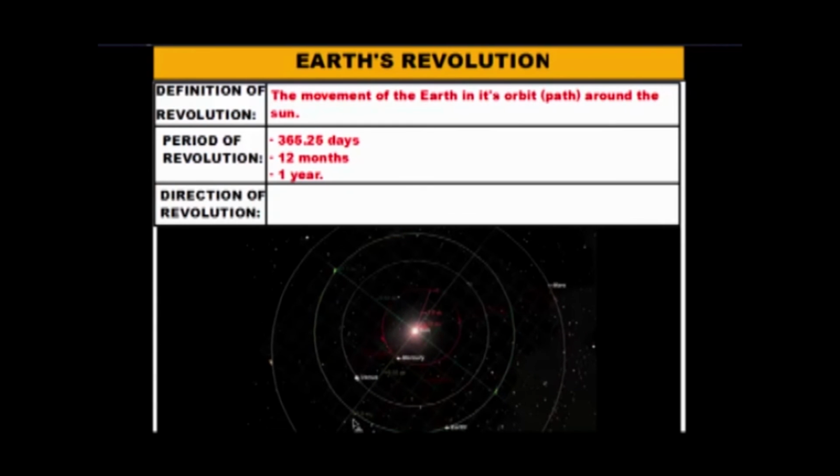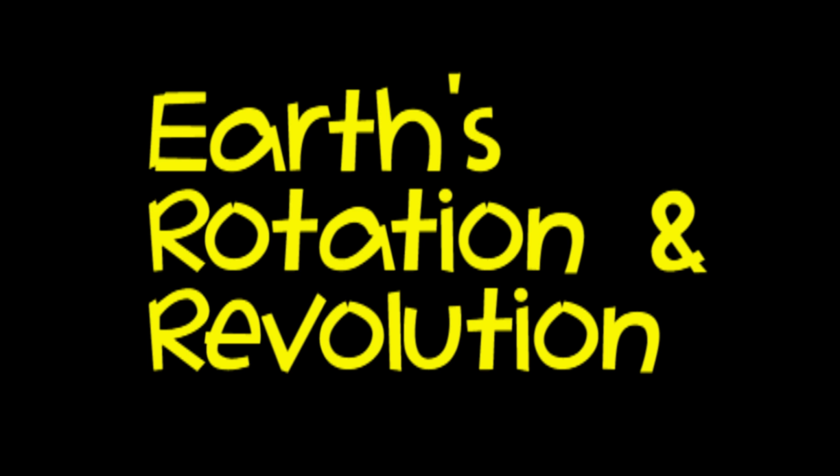It's safe to say that when we celebrate our New Year, it means that we were able to complete 1 period of Earth's revolution. And if you notice, the direction of revolution is counterclockwise. It's the opposite of what you see on your clock. It's called counterclockwise. And there you have it, guys. That's the end of the short explanation about Earth's rotation and Earth's revolution.